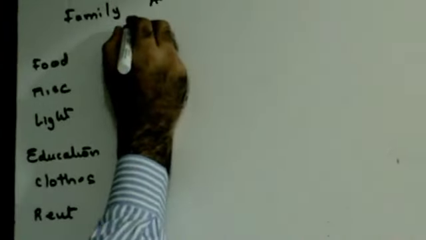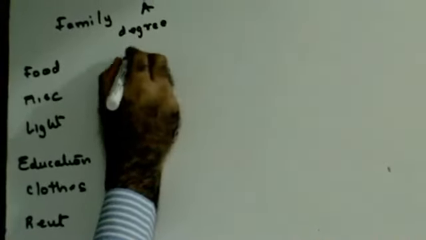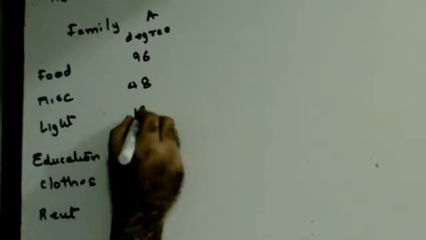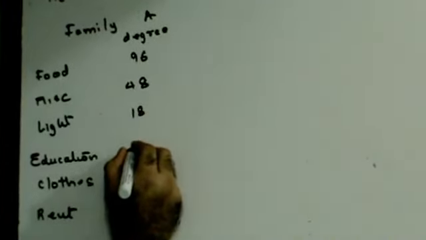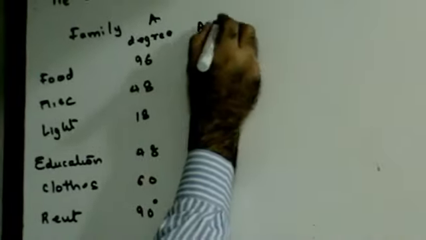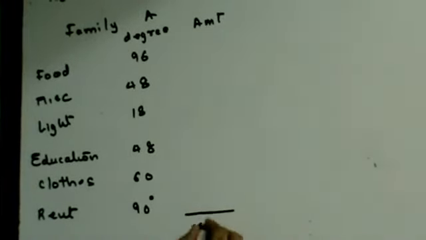They've given you degrees: 96 degrees, 48 degrees. Copy the data, please. 18 degrees. That's my light. Education is 48 degrees, clothes is 60 degrees, and rent is 90 degrees. This is data for family A, right? They've also said that in terms of amount, the total amount of expenditure of family A is 4,800 rupees.